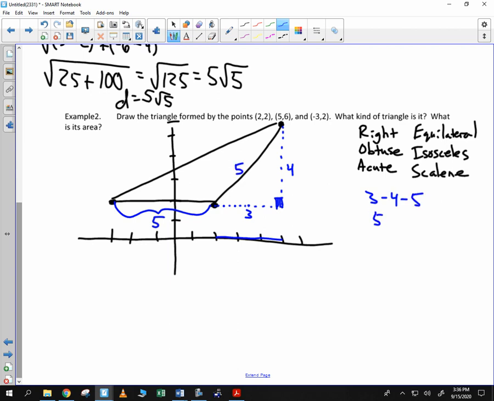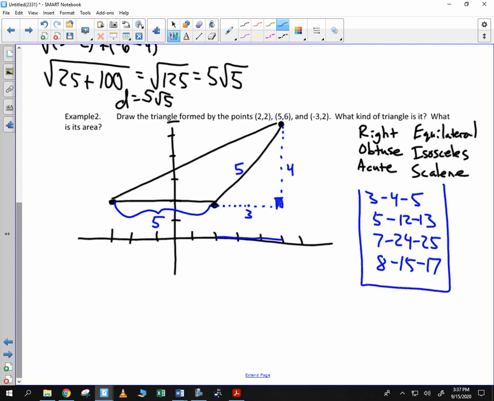There's also 5, 12, 13. There's 7, 24, 25. There's 8, 15, 17. I'm sure you remember all those. I'm joking, I know you don't. Teaching this class year to year, we come back to this point. But it does work out that those are all right triangles.